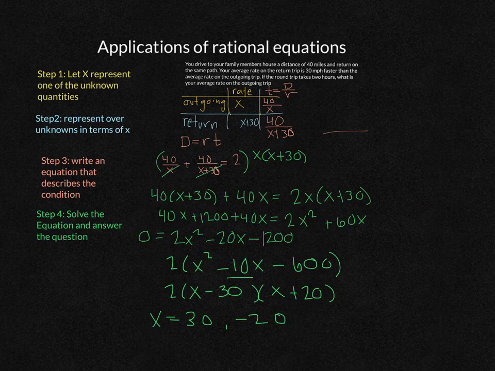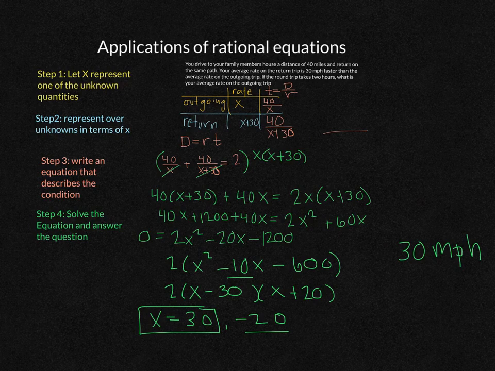Now we have to answer the question, and that's a very crucial part to step 4. So what it says is, what is the rate of the outgoing trip? Negative 20 cannot be the answer because you cannot have a negative rate. So that means that our outgoing rate must be 30 miles per hour.